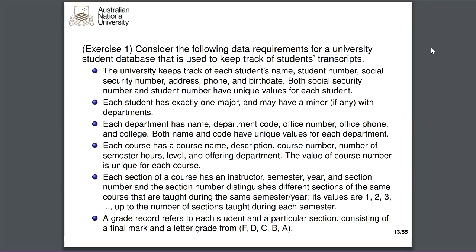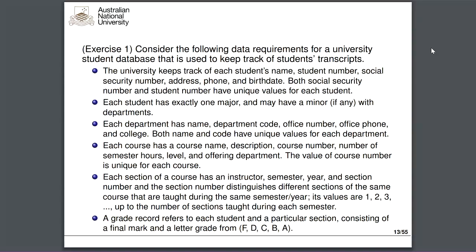Okay, so read this a little bit. We consider the following data requirements for the university student database. This one is somehow familiar to us. It is used to keep track of the students' transcripts. There are several items. The first one: the university keeps track of each student's name, student number, social security number, address, phone, and birth date. Both social security number and student number may have unique values for each student.